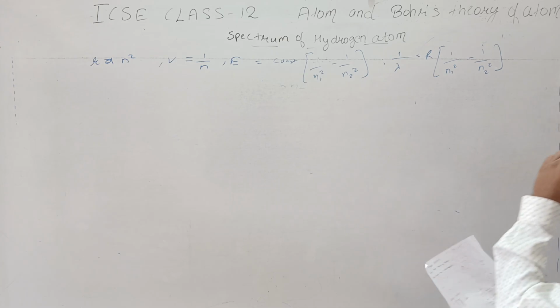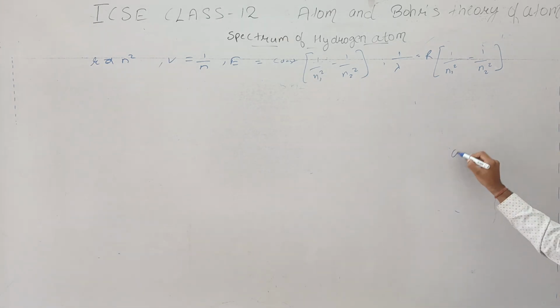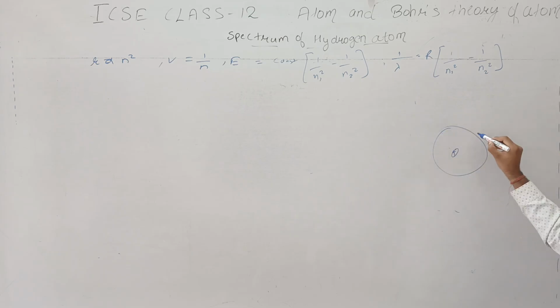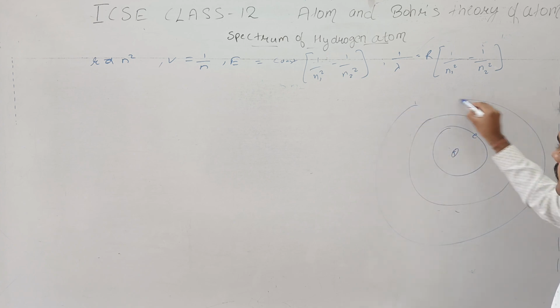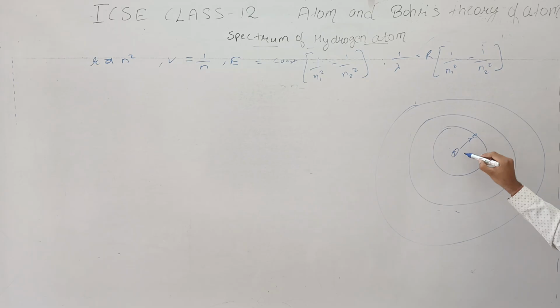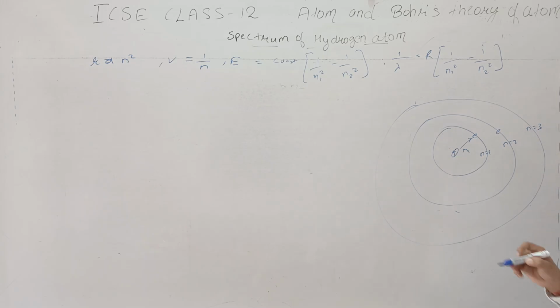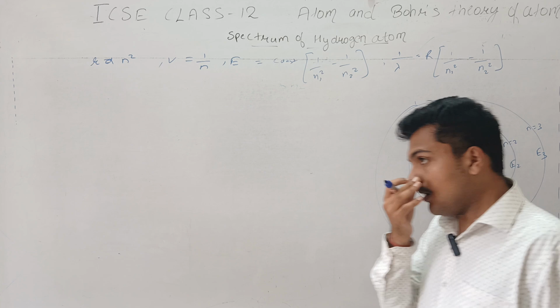What are n1 and n2? We have this hydrogen atom, with one proton and one electron, and there are different energy levels. Let this be the radius r1 of the first allowed orbit, for which the principal quantum number n is 1, then for the second orbit n is equal to 2, then for the third n is equal to 3. There is a different energy for each. Let E1 be the energy of the first orbit, E2 the energy of the second orbit, and E3 the energy of the third orbit.